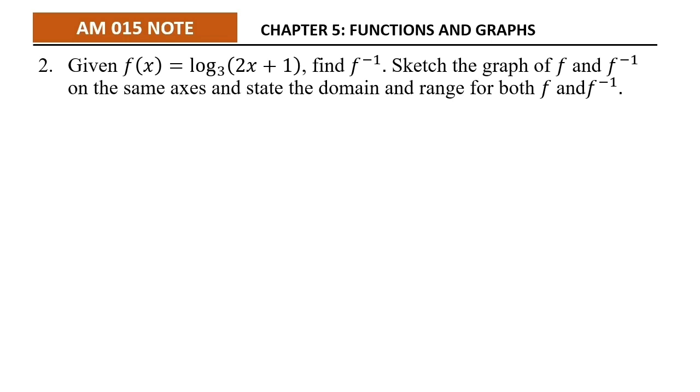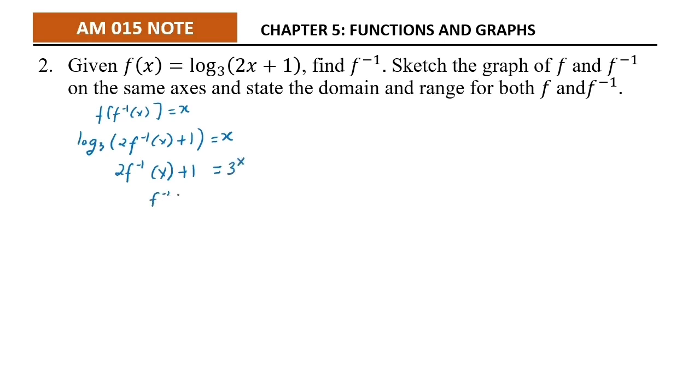Again, find f inverse using f of f inverse equal to x. f is log base 3 of 2x plus 1, so with f inverse in place of x: log base 3 of 2 f inverse of x plus 1 equal to x. Then the base becomes the base of the index, 3 to the power of x. Then simplify: f inverse equal to (3 to the power of x minus 1) over 2.